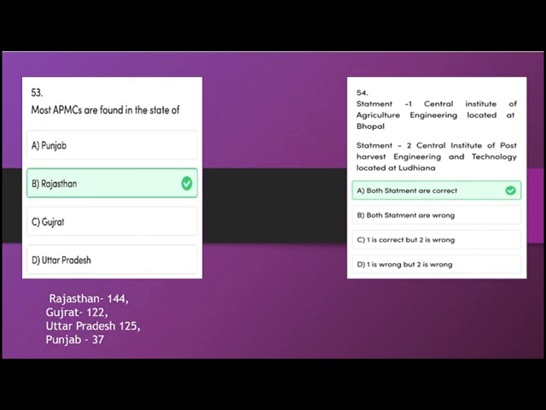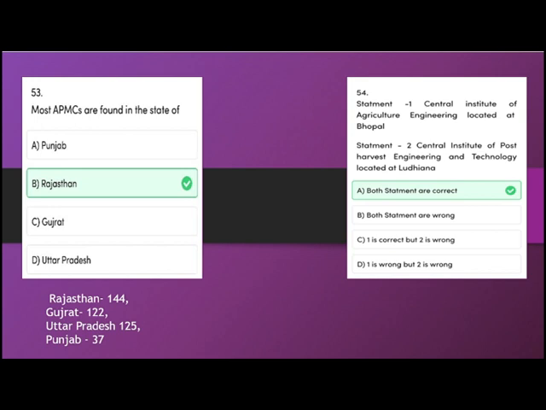Now come to the 53rd question. Most APMCs are found in the state of, and the answer is Rajasthan. Rajasthan has 144 APMCs, Gujarat has 122, Uttar Pradesh has 125, and Punjab has 37.